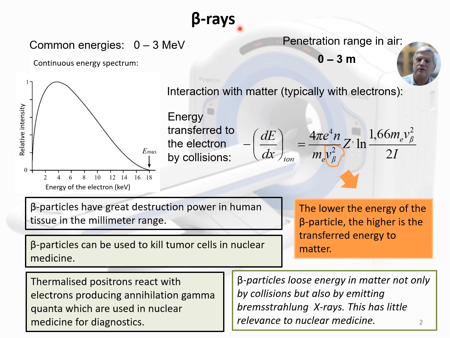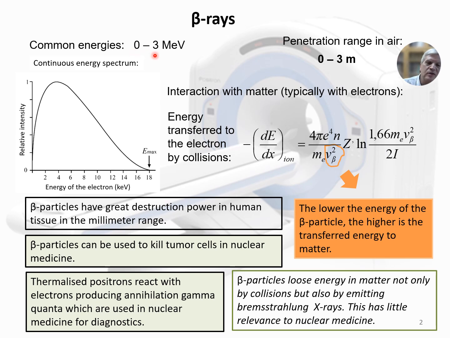Let's talk about beta rays. Beta rays are composed of electrons or positrons. The common energies range from 0 to 3 mega electron volts. It is interesting why I mention 0. The reason is relatively simple, because the beta rays have a continuous energy spectrum. So it goes from 0 to a maximum energy. It has a physical reason. We have no time now to discuss these details. So this is a continuous spectrum, actually because of the neutrinos, which are also emitted when beta decay occurs.